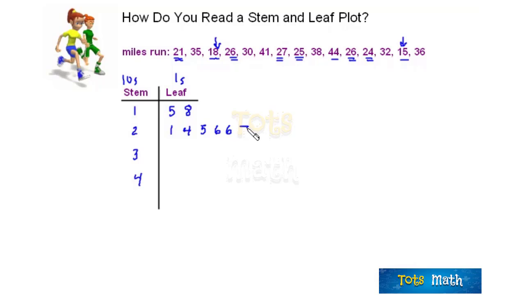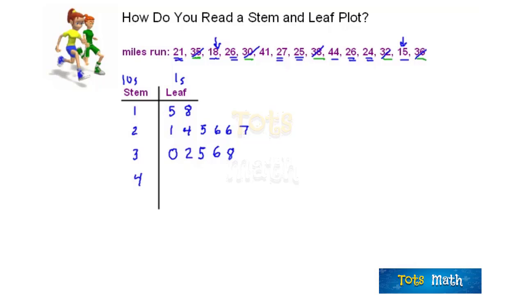and a 7. Next, we'll look for the number of miles run in the 30s. So we have 35, 30, 38, 32, and 36. So we'll begin with the lowest digit, which is 0. Then we can go to the 2 in 32. Next we have a 5 in 35, a 6 in the number 36, and an 8 in the number 38.